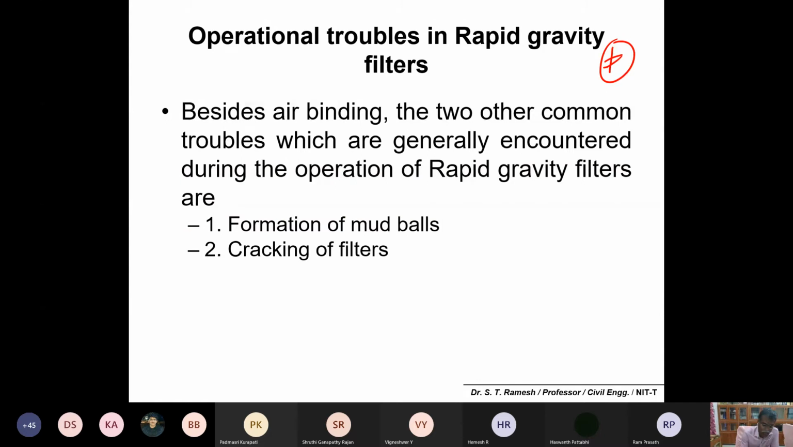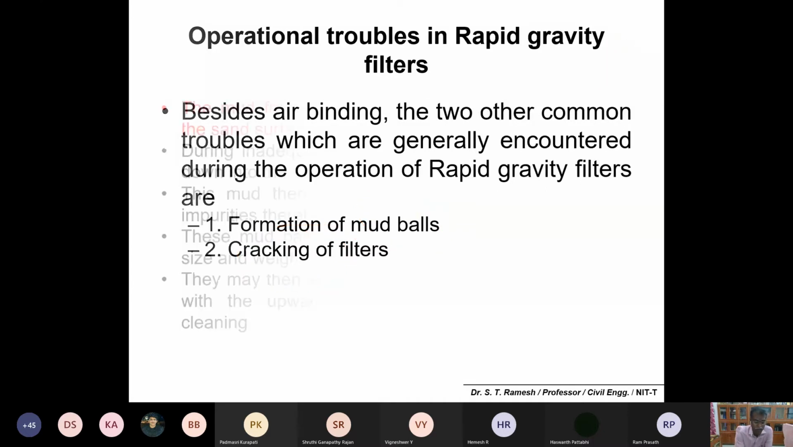So one we can see with the rapid sand filter. Another is one with the slow sand filter. Or one with the example of depth filtration and what will happen. And in the case of cake filtration, what is the difficulty? Formation of mud balls is one. So what will happen?